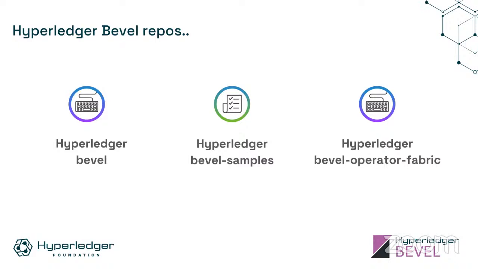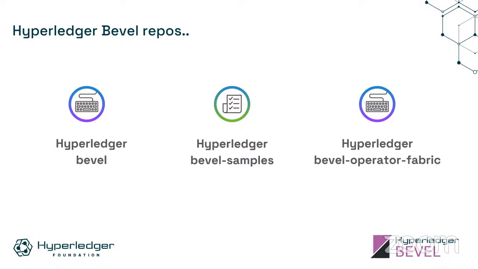We have another repository, which is the Bevel samples. Initially, when we open sourced, we provided 2 reference applications to test your DLT networks. These sample applications were based on a supply chain use case and an identity use case. The identity use case primarily uses the Aca-Py, the Iris example, so that's primarily for Indy, and the supply chain use case works for all the other DLT platforms.